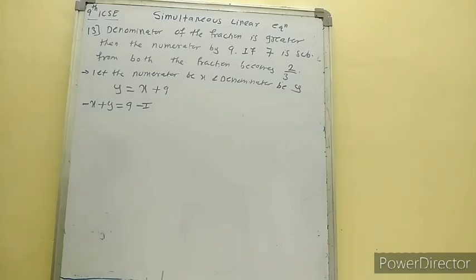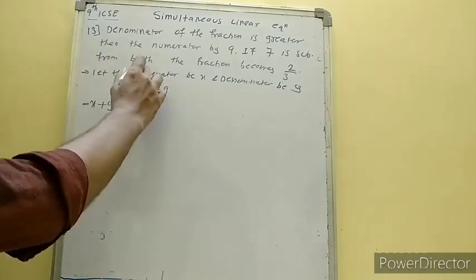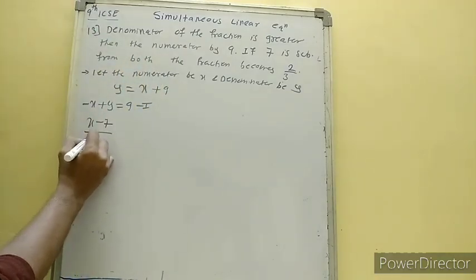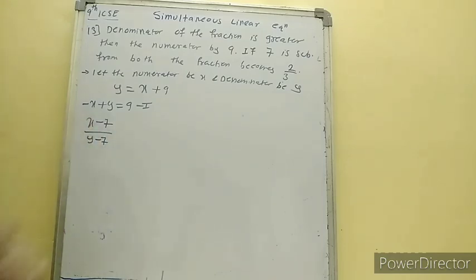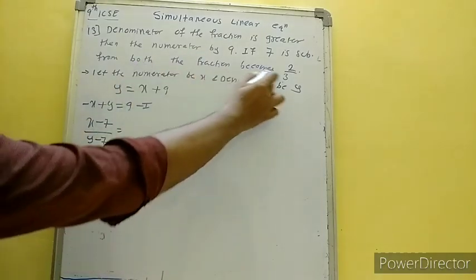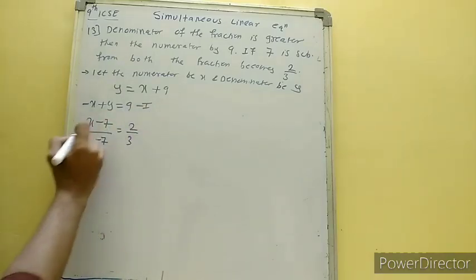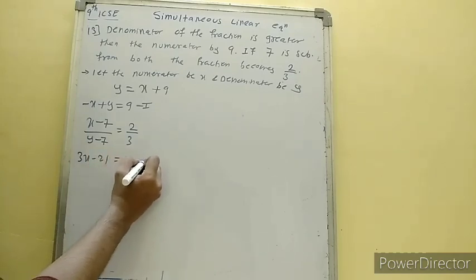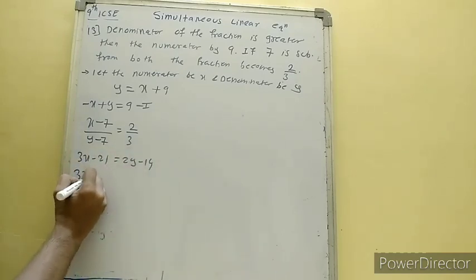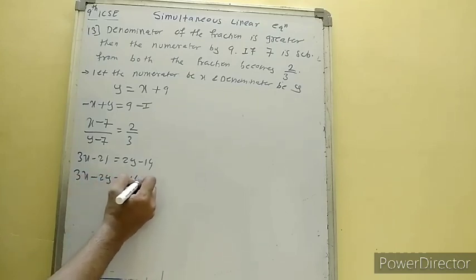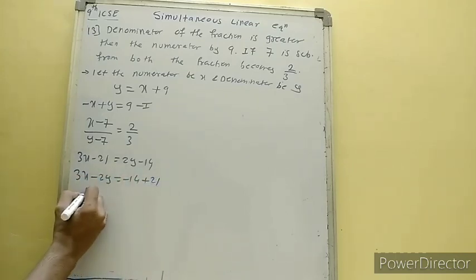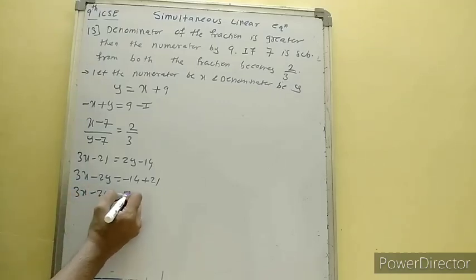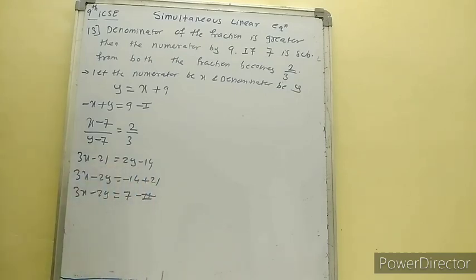Equation number 1. If 7 is subtracted from the numerator as well as the denominator, the fraction becomes 2 upon 3. So 3 will go there. We have 3 times x minus 7, 3 sevens are 21, and 2 times y minus 7, 2 sevens are 14. So we have 3x minus 2y is equal to minus 14 plus 21, so 3x minus 2y is equal to 7. Equation number 2.